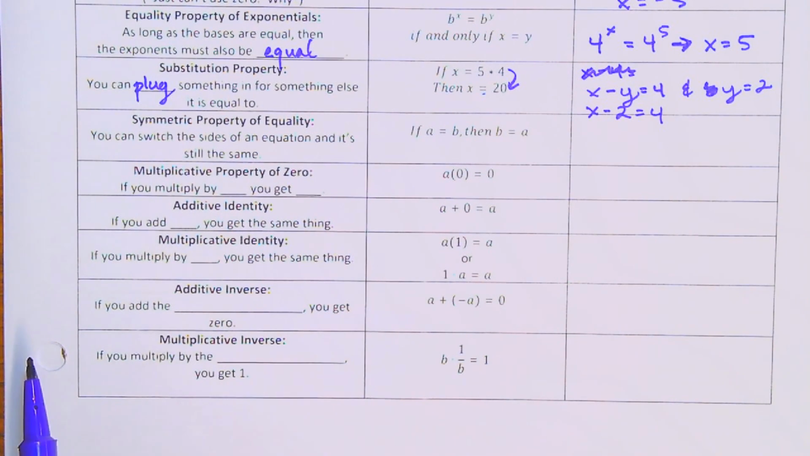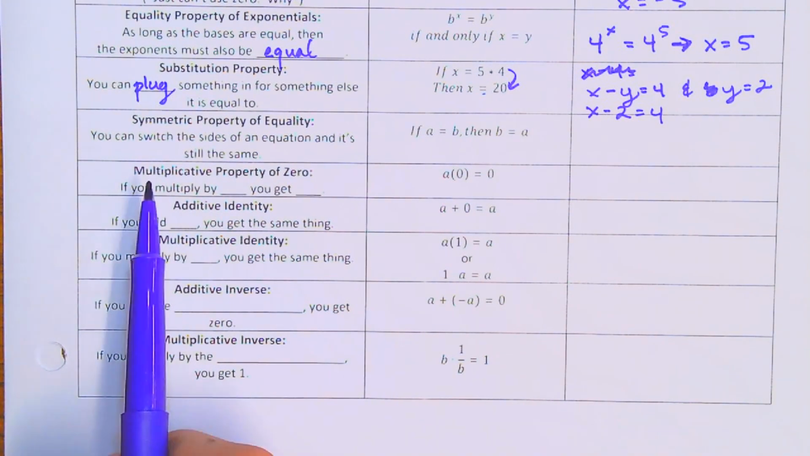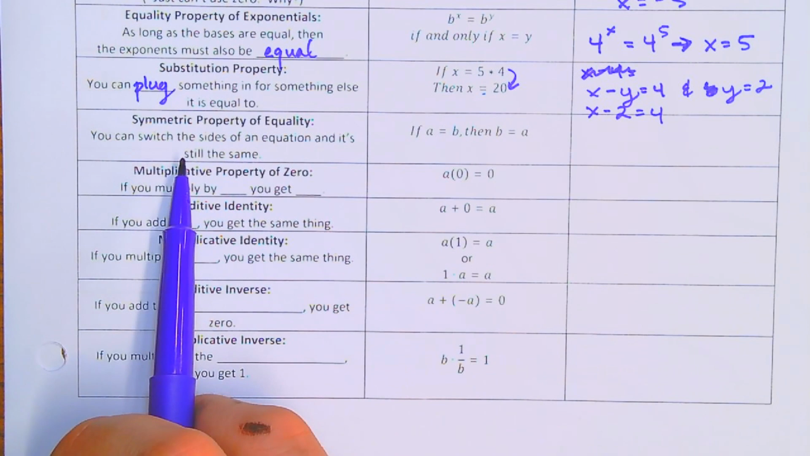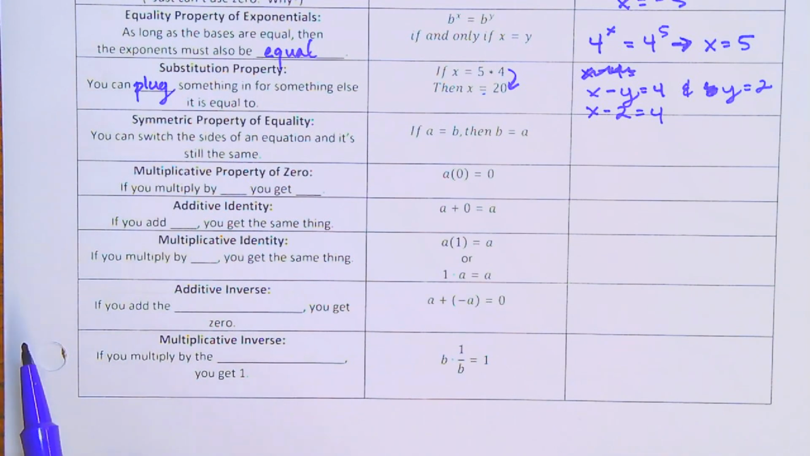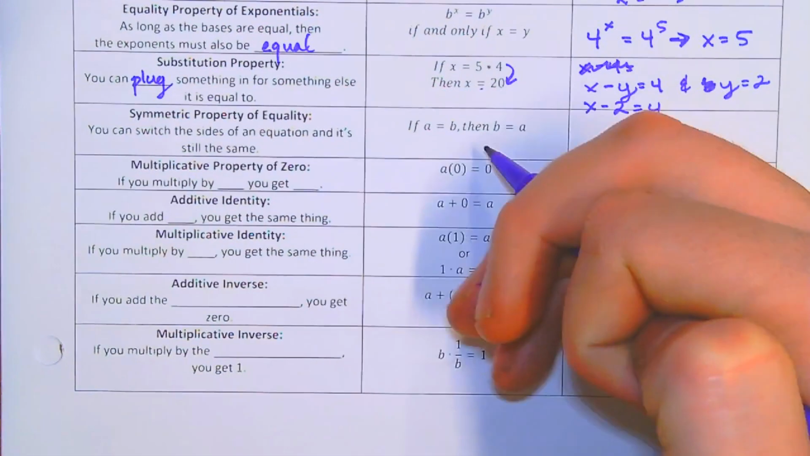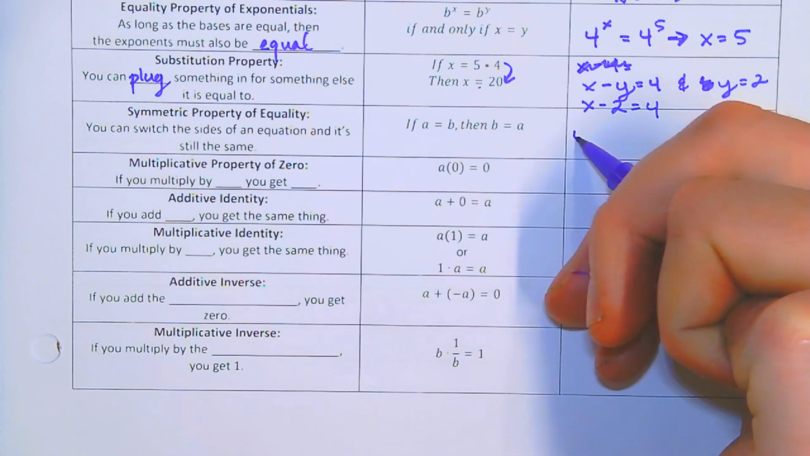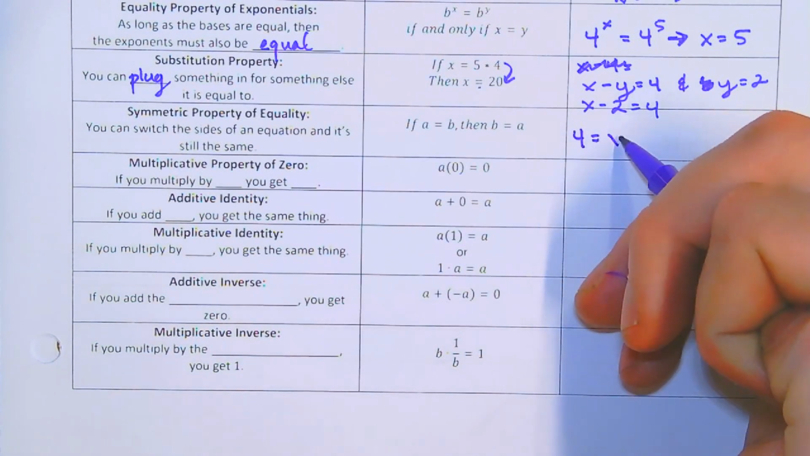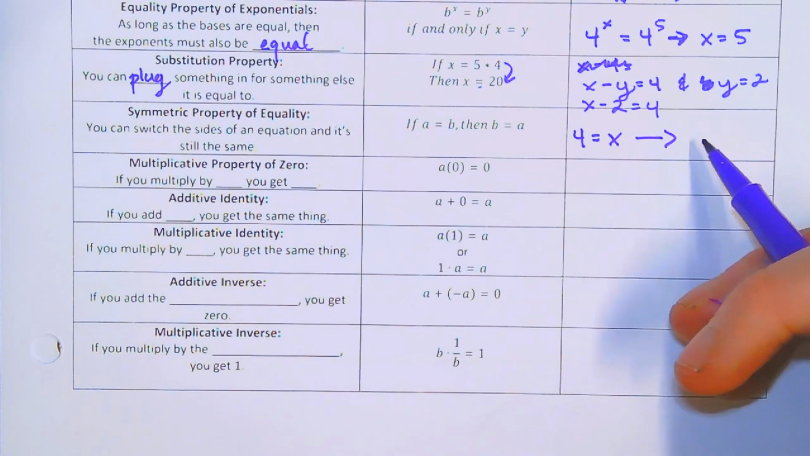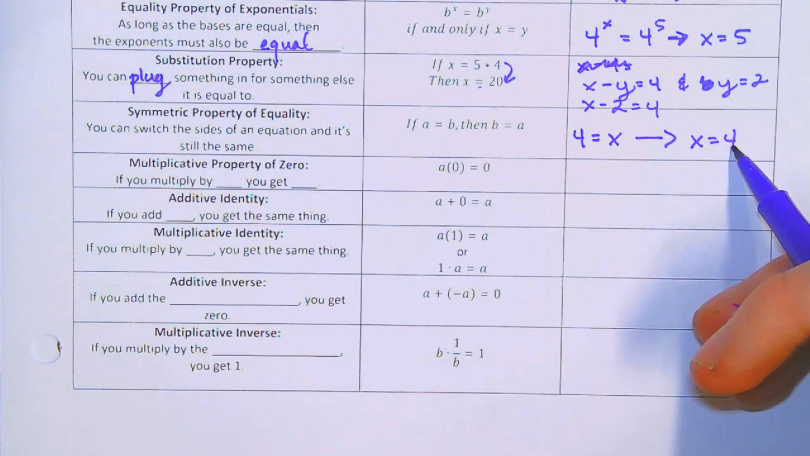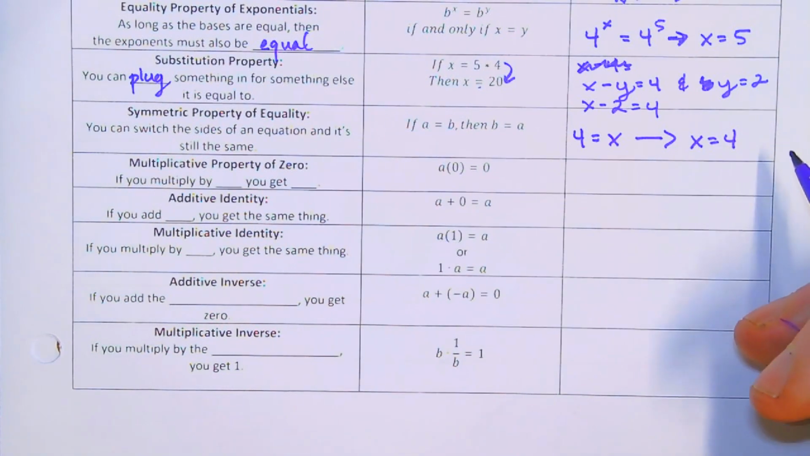So let's look at the next one now. The symmetric property of equality. This is one where you guys normally would want to think about having your variable on the left side of your equations. You can switch the sides of an equation and it's still the same. So, let's say we do all of our work and we get down to 4 equals x, right? The symmetric property of equality says that we can change that into x equals 4 and it's still the same thing. Okay?